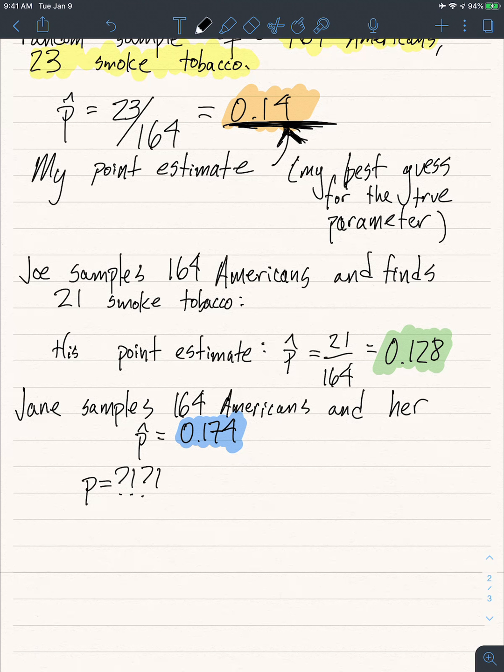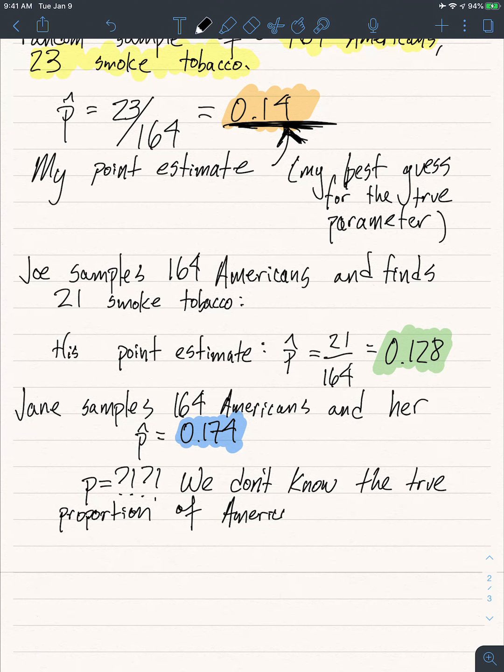We don't know the true proportion of Americans that smoke.